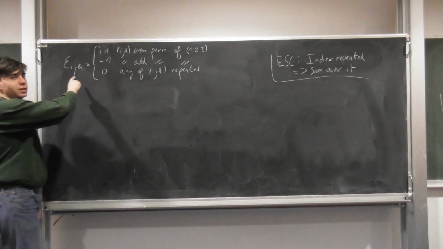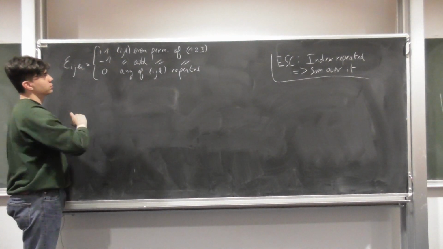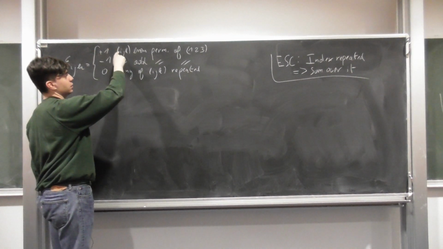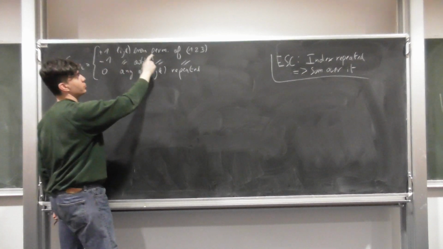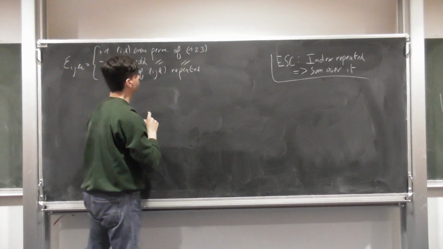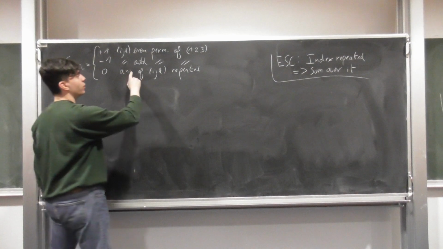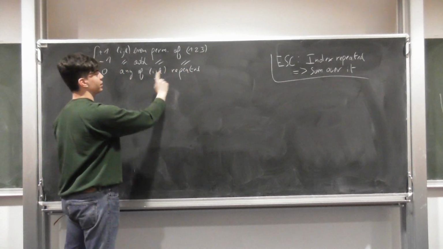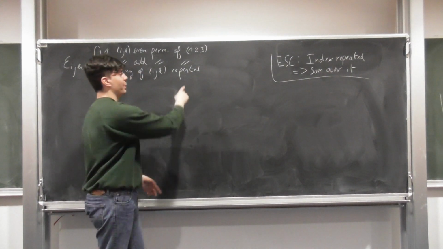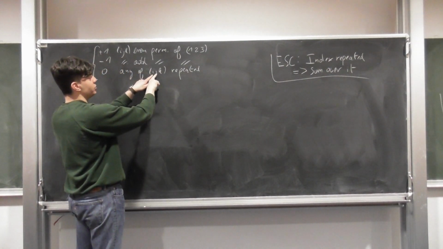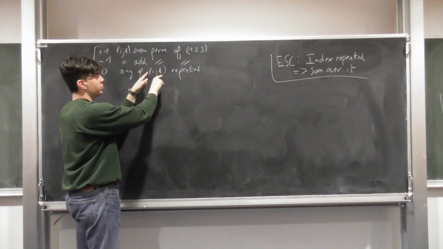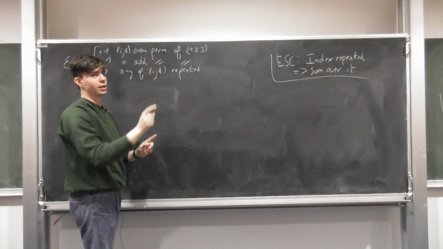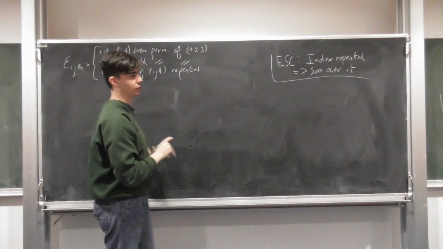Epsilon sub ijk is equal to plus 1 if the indices i, j, k are an even permutation of 1, 2, and 3. It's equal to minus 1 if they are an odd permutation of 1, 2, and 3. And it's equal to 0 if any of i, j, k are repeated. Now, by repeated I mean if any of i, j, k are equal. So for example, if i is equal to j, if j is equal to k, or if i is equal to k, then this symbol is equal to 0.